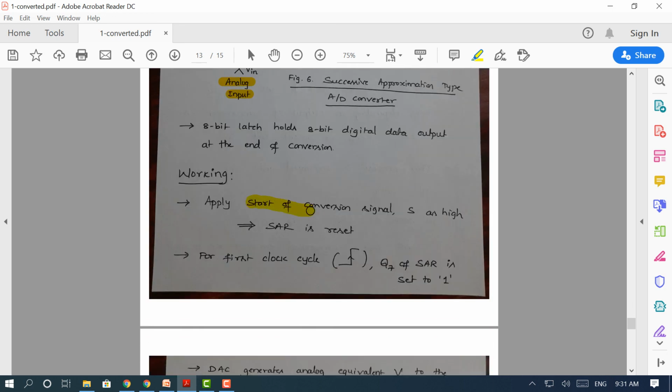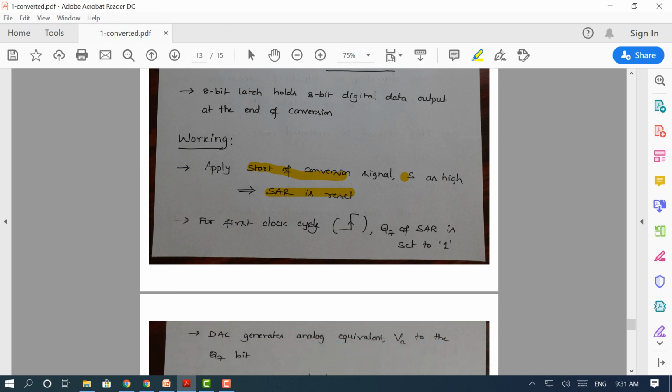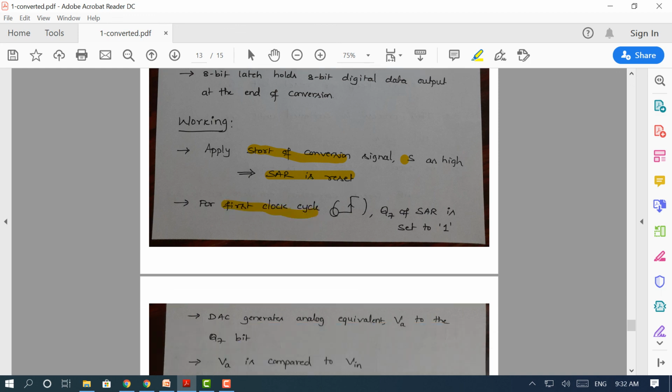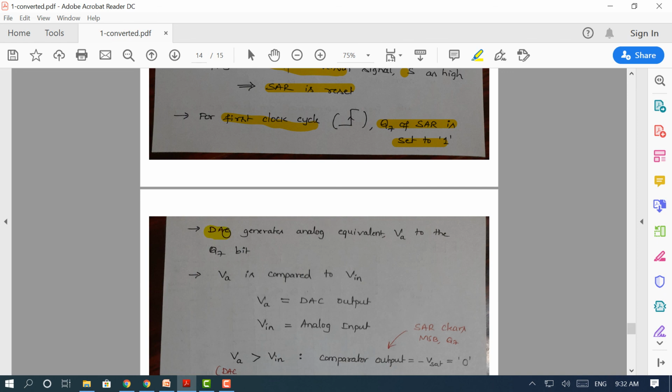As I told you already, we need to apply the start of conversion signal. That should be made high. So the SAR will reset. If the SAR had been set previously, it will now get reset. It will start fresh with all values as 0. In the first clock cycle, at the rising edge, Q7 of the SAR is set to 1. Now the digital to analog converter, the second block, generates the analog voltage VA for the Q7 bit made 1.